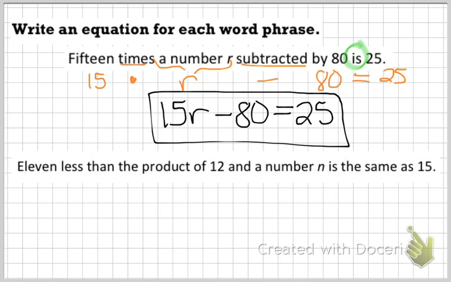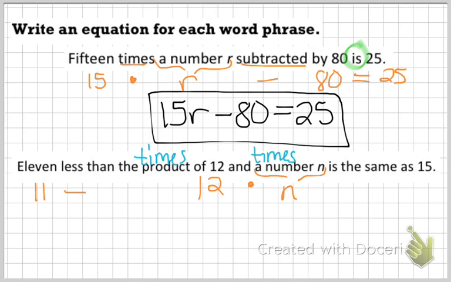Next one, again, take it step by step. Don't rush through these sentences. There's no point to that. We're going to start off with 11. 11 is just a number. 11 less than. Less means minus. The product means times. Two things need to get multiplied: 12 and a number n. So that means 12 times the number n.